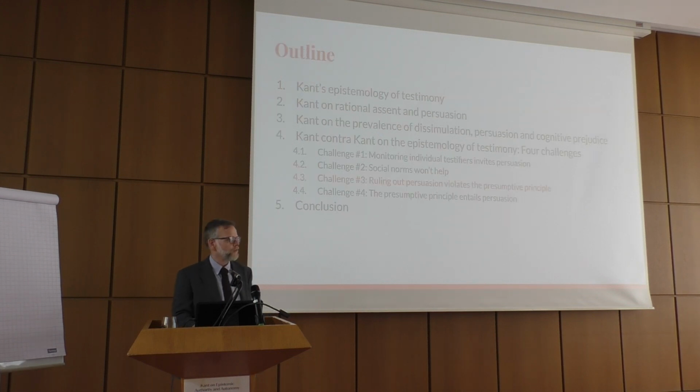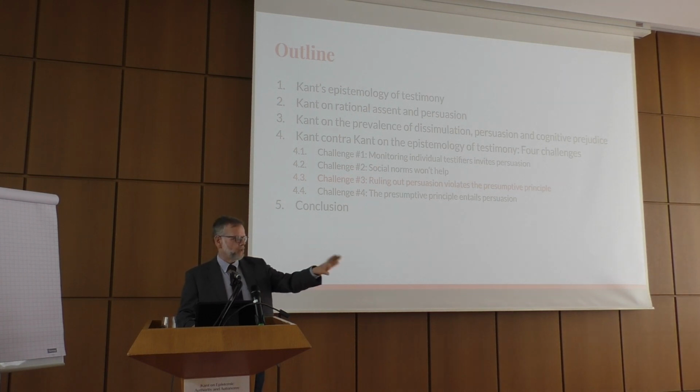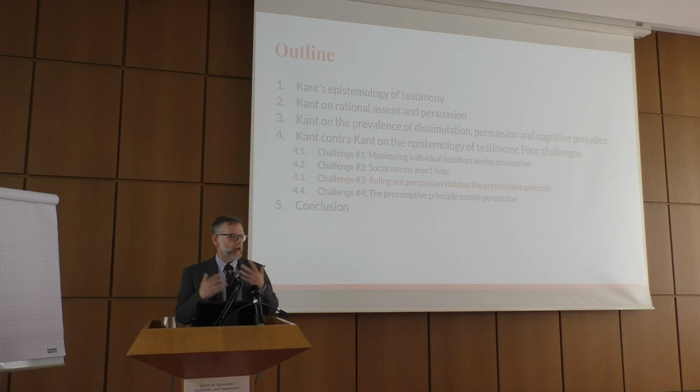All right, that's challenge number 2. Challenge number 3. It looks to me like ruling out persuasion violates the presumptive principle, right? And now I'm going into the territory that it sounded like Alix and Andrew were pressing in their questions to Axel. So this is the case where if you think you have to actively rule out that someone is lying to you or that someone is not competent, that seems clearly to violate the presumptive principle, right?